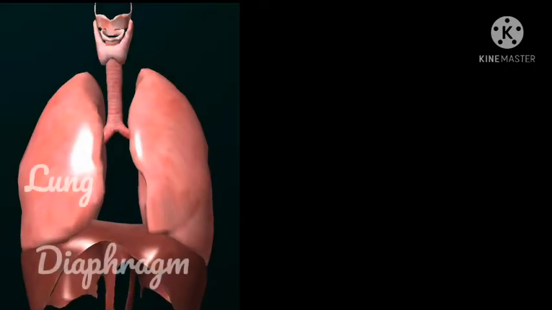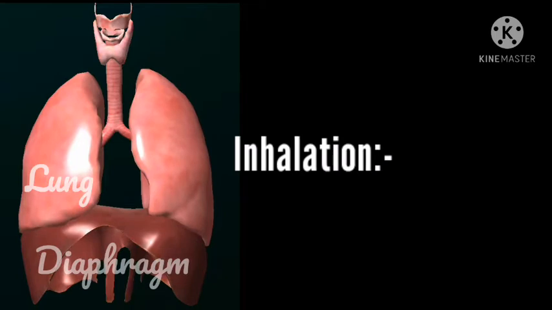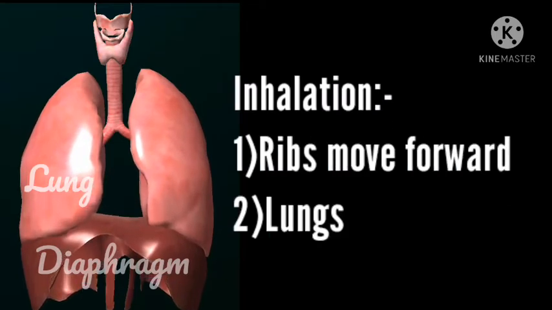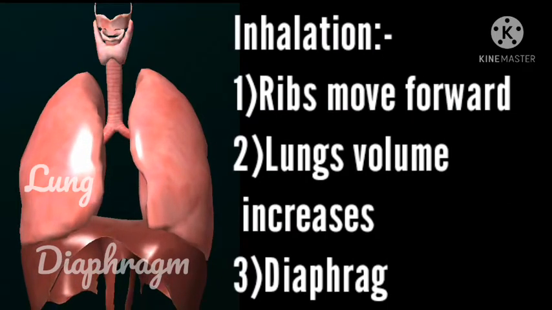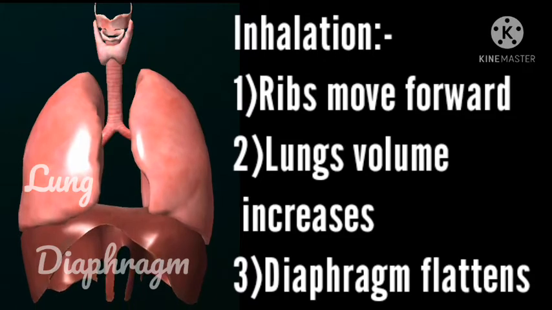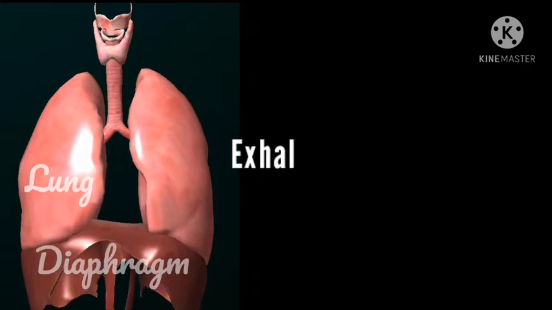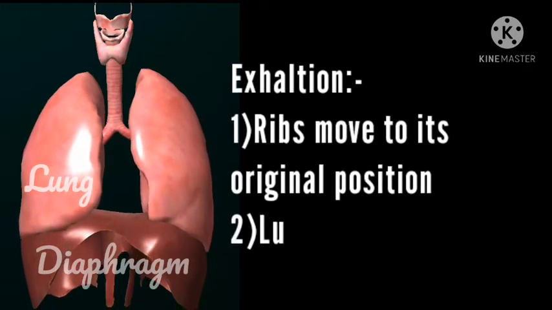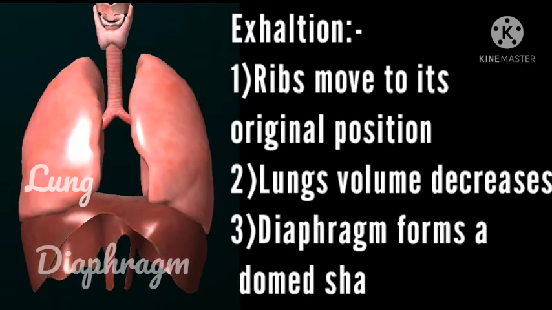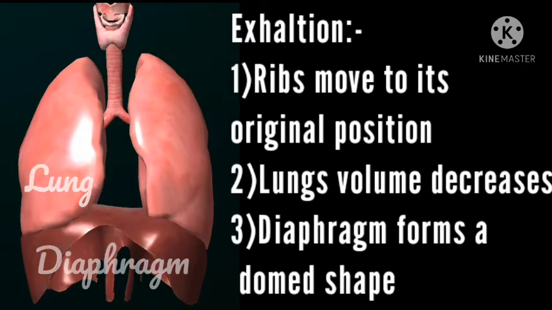The main differences between inhalation and exhalation are that when we inhale, the ribs move forward, the lung volume increases, and the diaphragm flattens. When we exhale, the ribs move back to their original position, the lung volume decreases, and the diaphragm forms a domed shape.